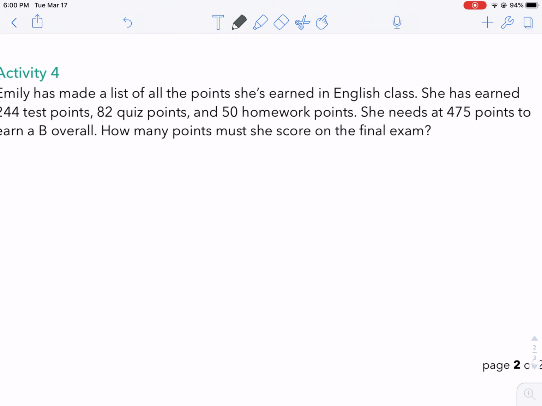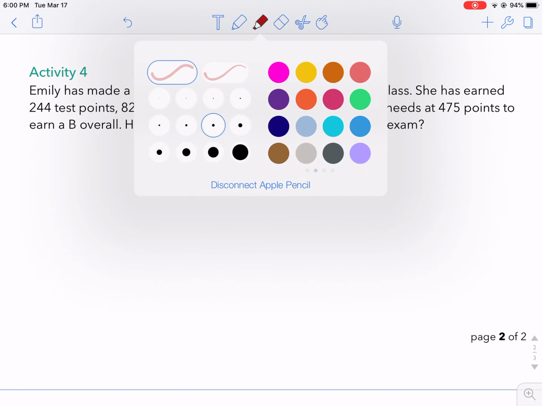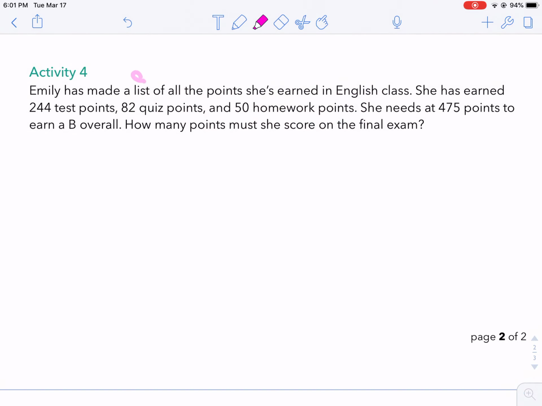And finally, we've got the lovely Emily and her affinity for list making. Emily loves to make lists, and that's a great skill. I love to make lists too. So Emily's got a list of all the points she has earned in English class. She's earned 244 test points, 82 quiz points, and 50 homework points. She needs at least 475 points total to earn a B overall. So how many points must she score on the final exam to get that B?